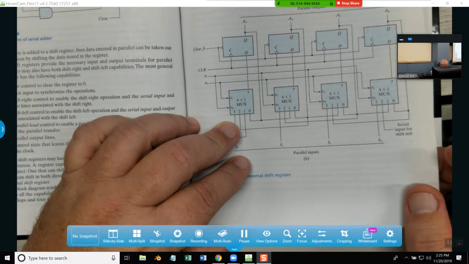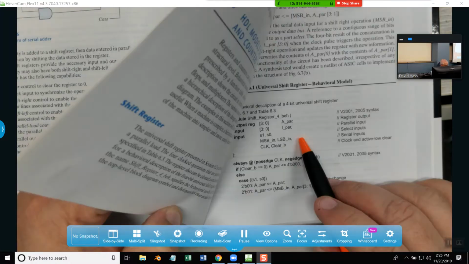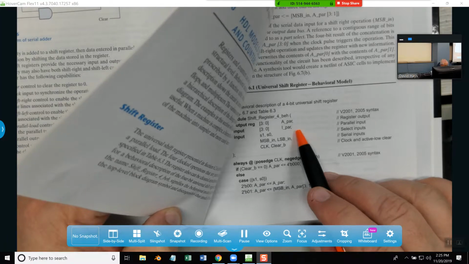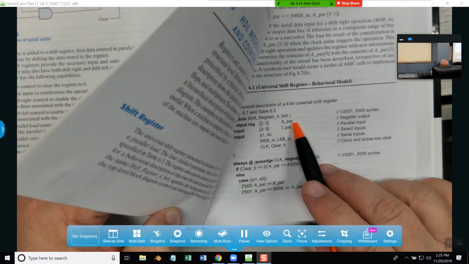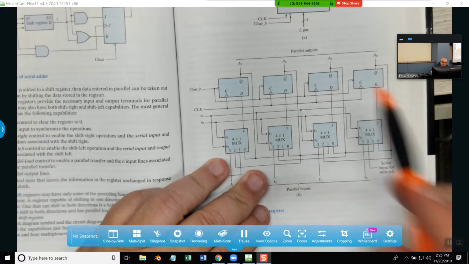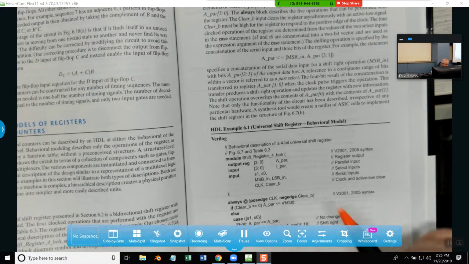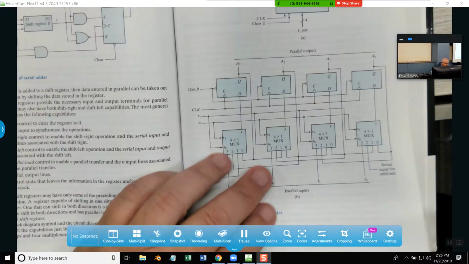Now, I par is our parallel inputs, which corresponds to these down here. So these are coming in, those multiplexers. We also have select inputs, S1 and S0, which is over here, S1 and S0.